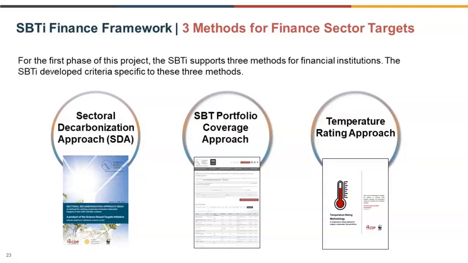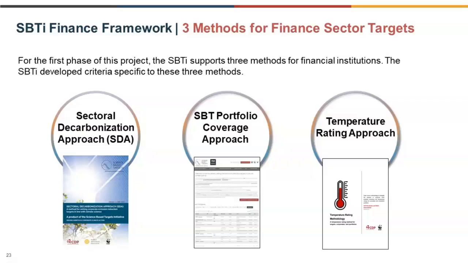And I'm going to give an overview and some examples today of how they can be used for target setting. First of all, we have our sector decarbonization approach, which is our physical intensity based approach, which is already applied for corporates when they're setting targets. So corporates in certain sectors, particularly the heavy industry sectors, for example, steel, cement, power generation, can use this already existing method to design their own science-based targets.